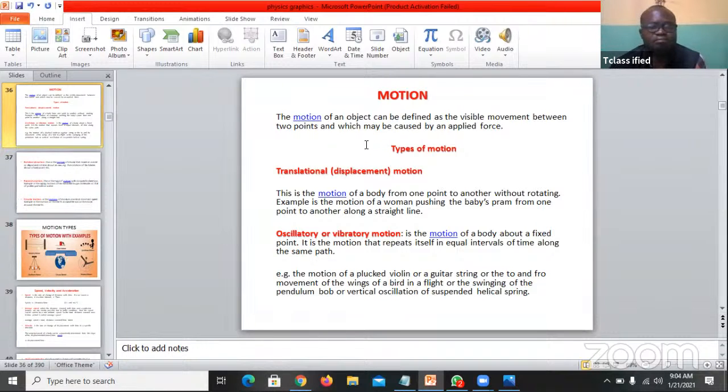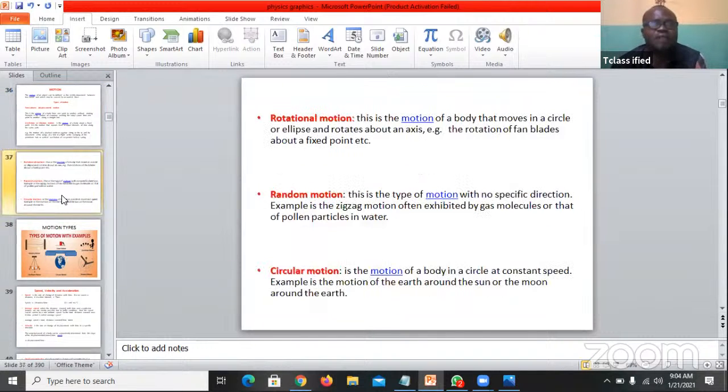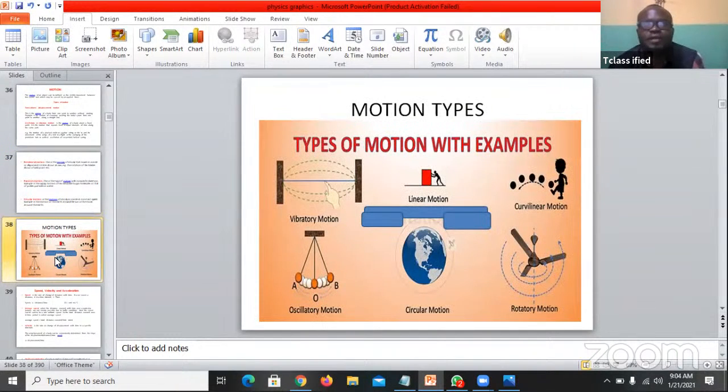Now, there are many types of motion that we can have. We can have what we call the translational or displacement motion, the oscillatory or vibratory motion. We can also have what we call rotational motion, random motion, or circular motion. So I'm going to give you in a picture what these motions look like.